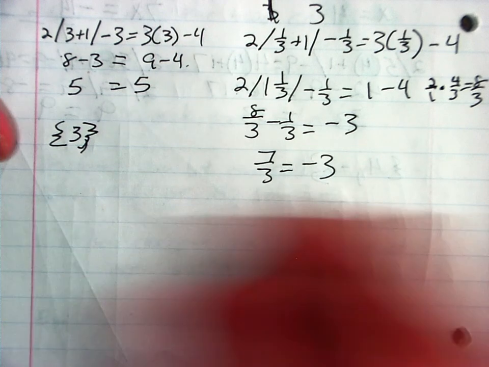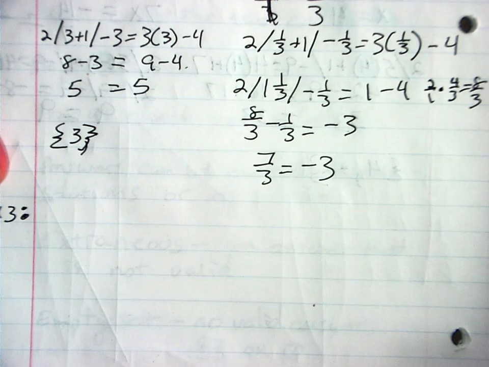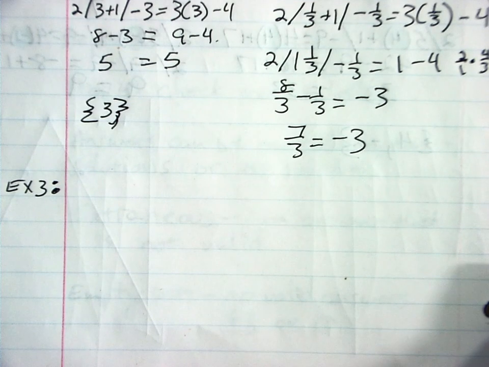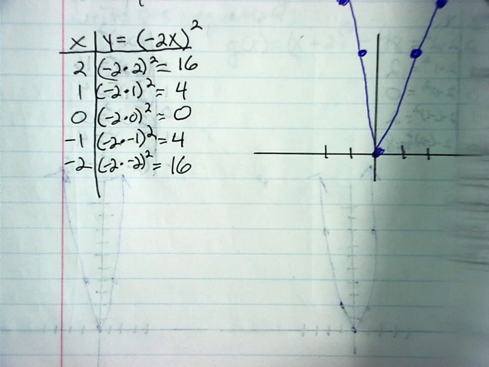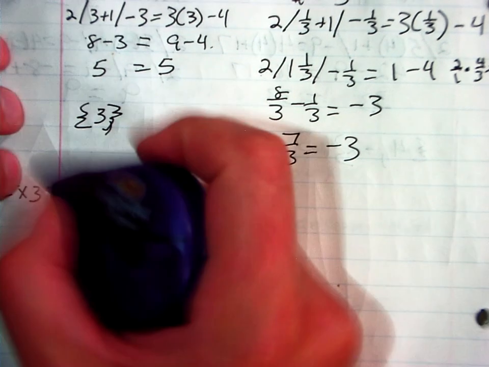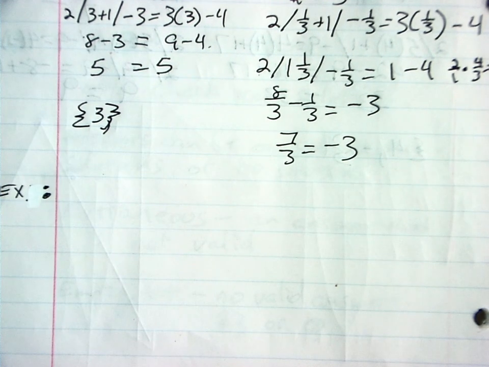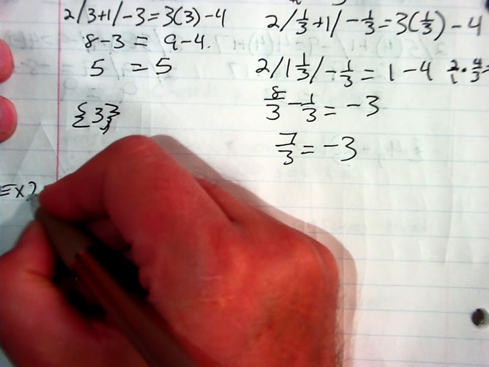All right, example 3. Oh, wait. Oh, should this be example 2? Okay, let's do that. Example 2. I think what I did is the check was actually example 2. So let's make this one example 2. I'm good with that.